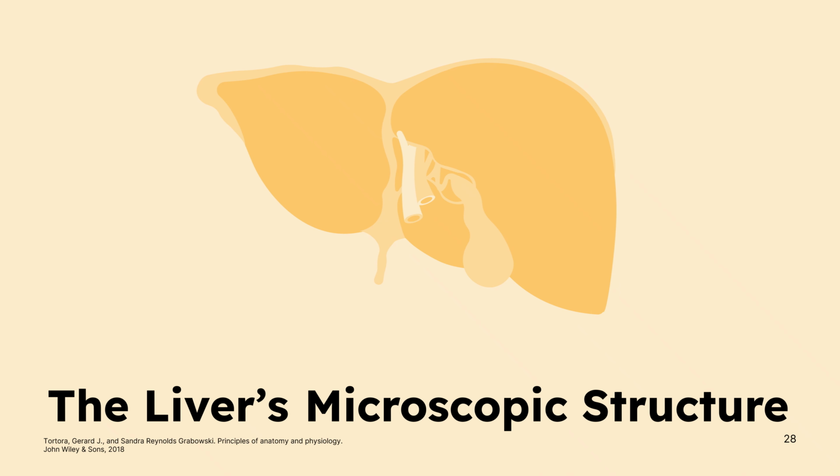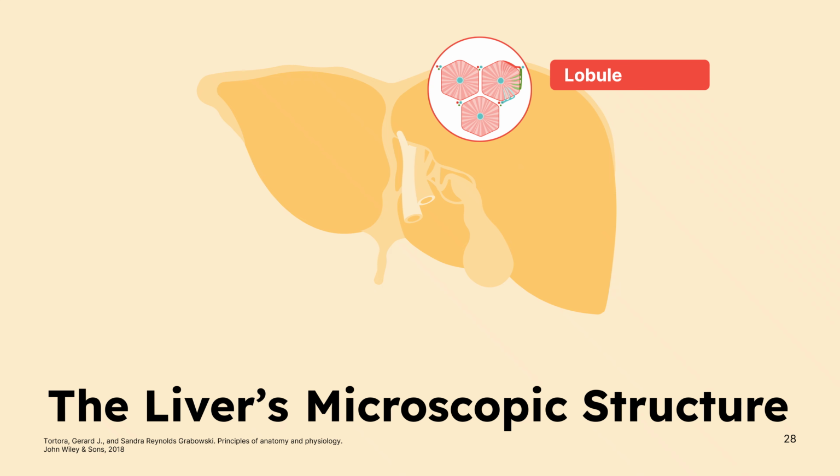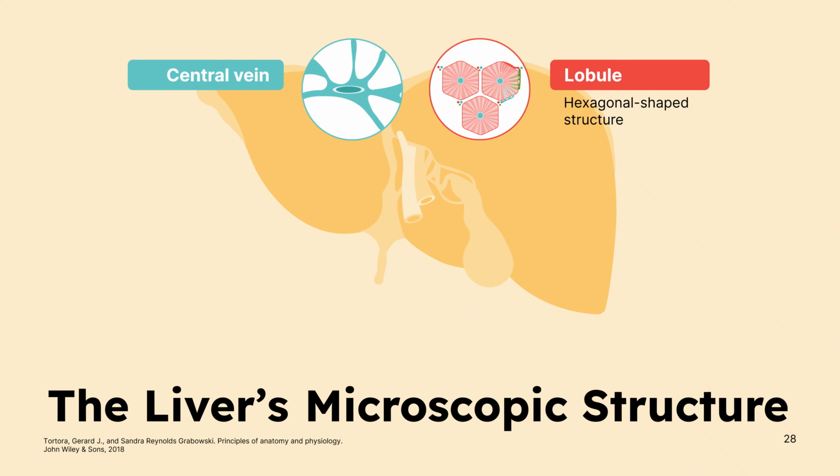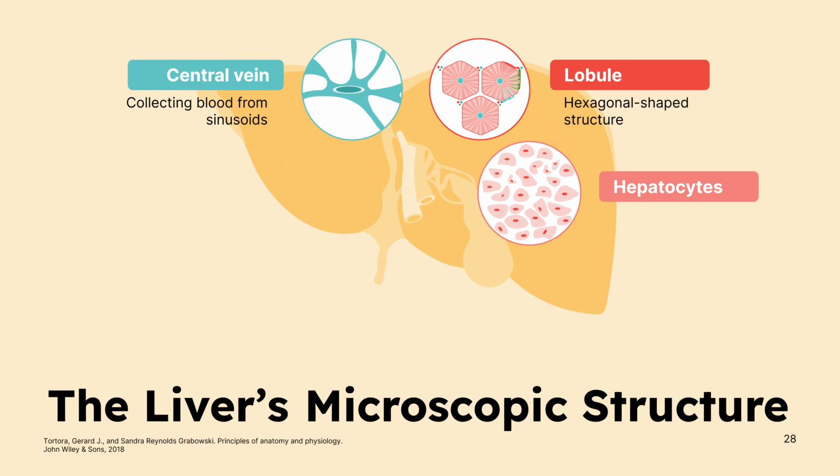The liver's microscopic structure reveals a highly organized system, designed to support its vital functions. At the core of this system is the lobule, a hexagonal-shaped structure that serves as the liver's fundamental functional unit. Each lobule is centered around a central vein that collects blood from sinusoids. Within the lobules, hepatocytes play a crucial role in performing essential metabolic functions such as detoxification, protein synthesis, and bile production.